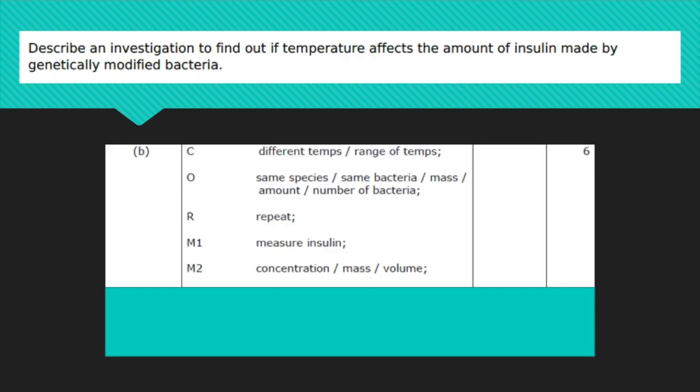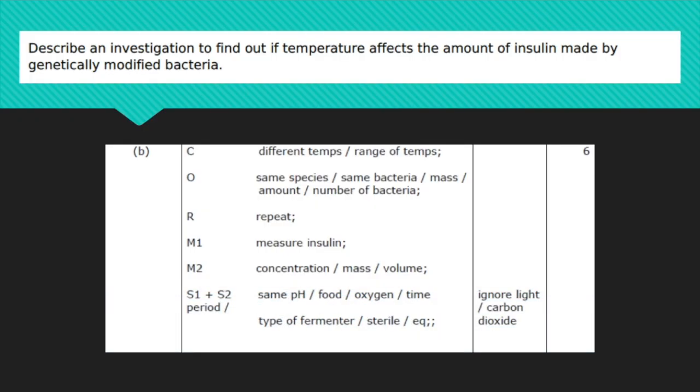And then the standards here is the same as they ever are, so the different options were same pH, same food, same oxygen, same time period, same type of fermenter, keeping it sterile, so on and so forth. So again, you see that these are all things that could potentially also affect the amount of insulin made. You'll also notice that one of the standard marks is for having the same time period. So again, if you were doing our normal method of using M2 as being stating the time period, you'd potentially get that standard mark for that.